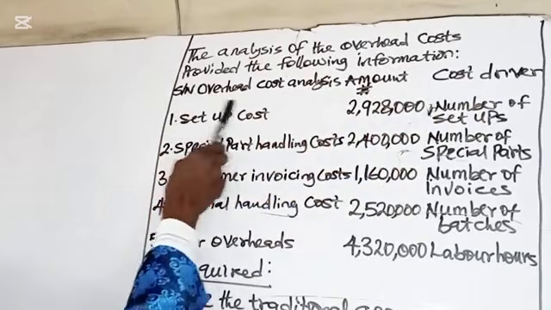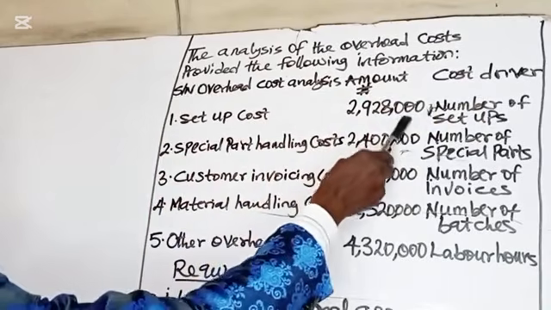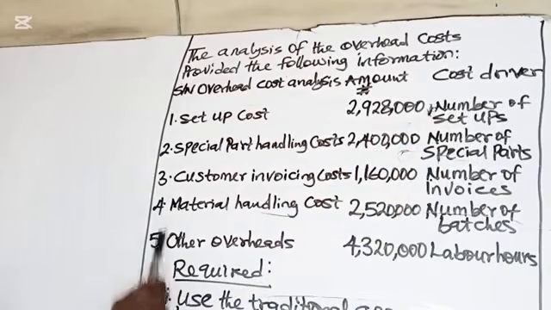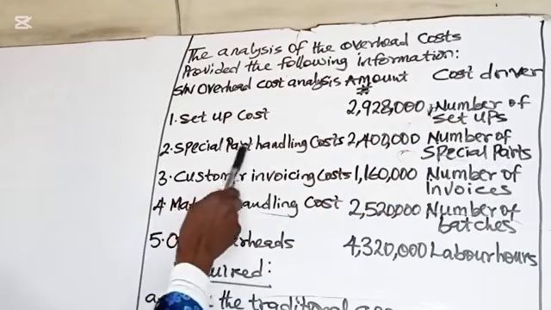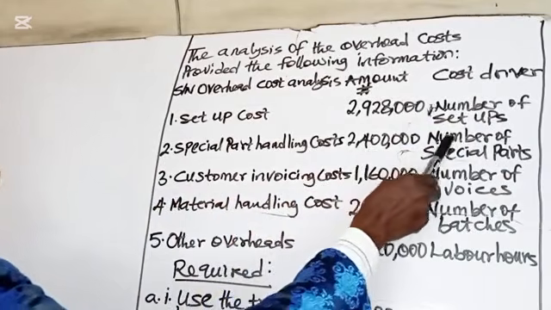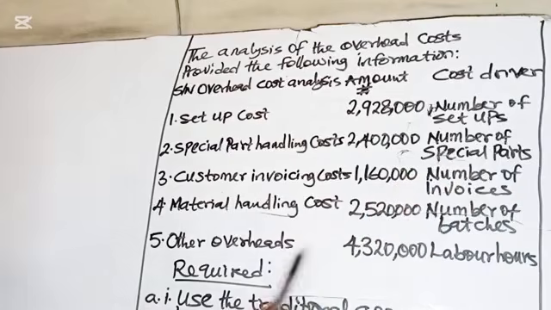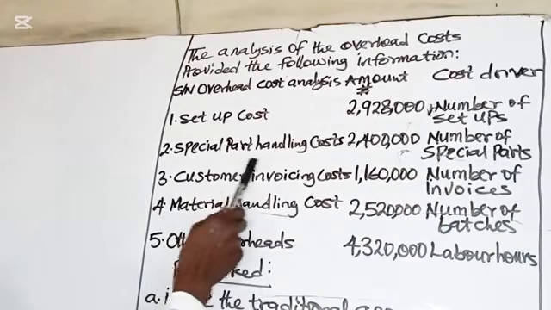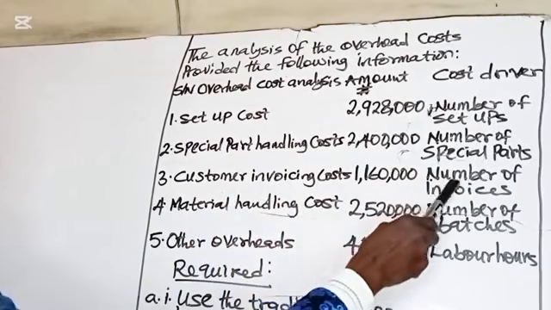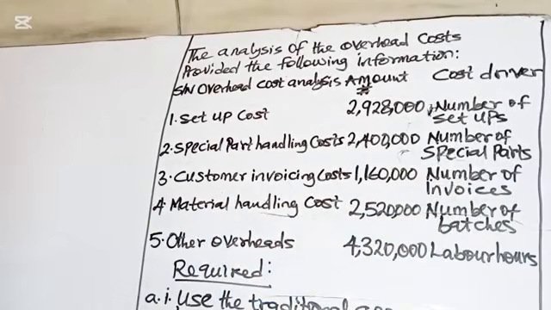Number 1, setup cost 2,928,000. The cost driver is number of setups. 2, special part handling cost 2.4 million, and the cost driver is number of special parts. 3, customer invoicing cost 1,160,000. The possible cost driver is number of invoices.